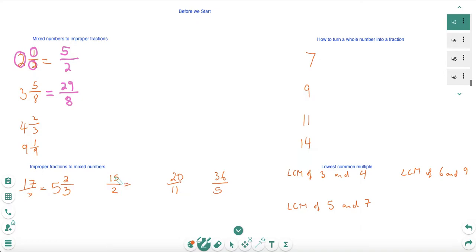Here, 15 over 2. How many 2's go into 15? 7. 2 lots of 7 is 14, which is a remainder of 1 from 15. So a remainder of 1, and our denominator stays the same. You can try it with these two here.